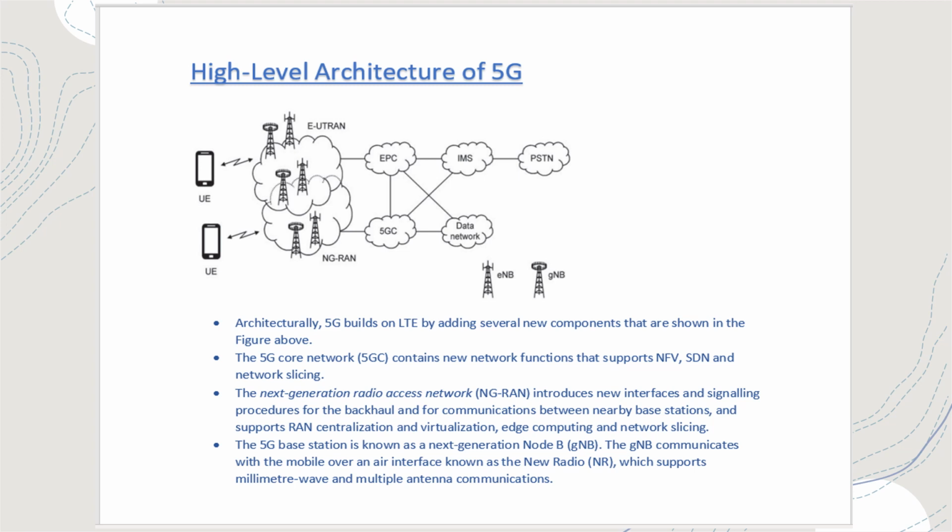The 5G base station is known as a next generation Node B (gNB). The gNB communicates with the mobile over an air interface known as New Radio, which supports millimeter wave and multiple antenna communications.